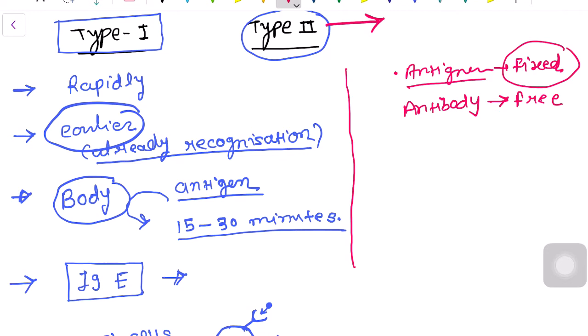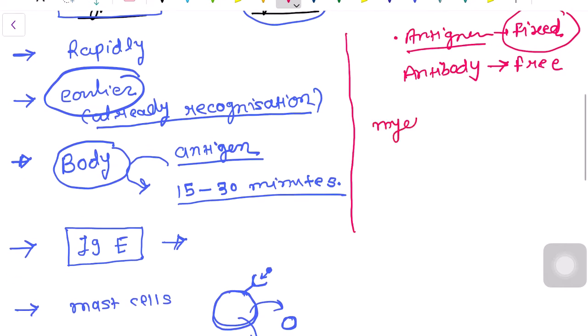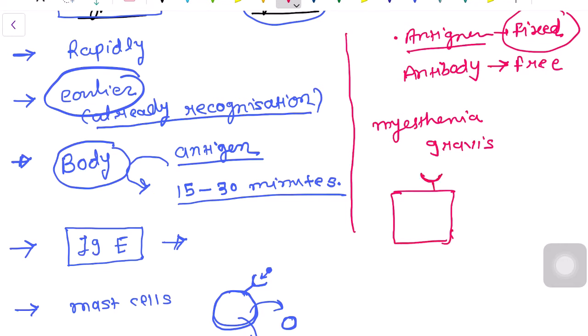Let's take an example and understand the type 2 hypersensitivity reaction. We all know myasthenia gravis. What occurs in myasthenia gravis? Our muscle cells have acetylcholine receptors, and in myasthenia gravis antibodies are formed against these receptors. If the antibodies are bound to the acetylcholine receptors, acetylcholine cannot bind to them, so the muscle contractions are reduced until they reach a stage when they are paralyzed.